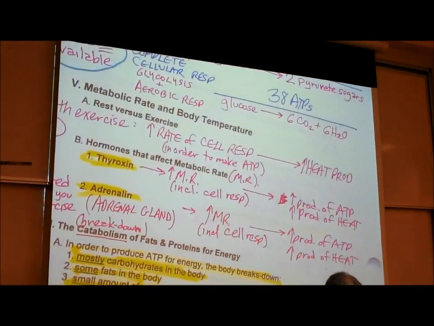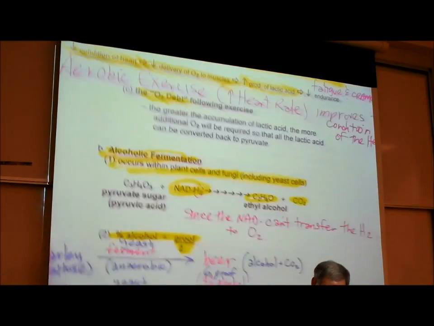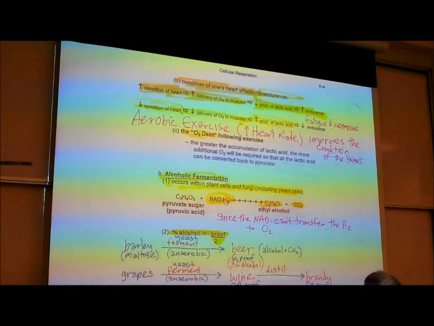So, in terms of alcoholic fermentation, on page H4, we had talked about, on H3 and H4, lactic acid fermentation last time.